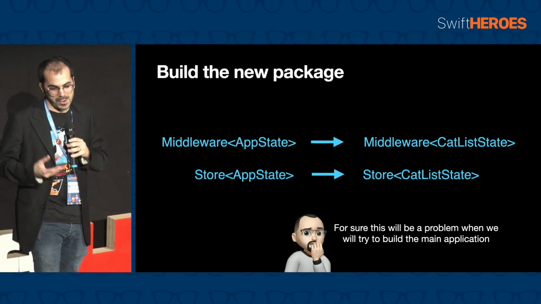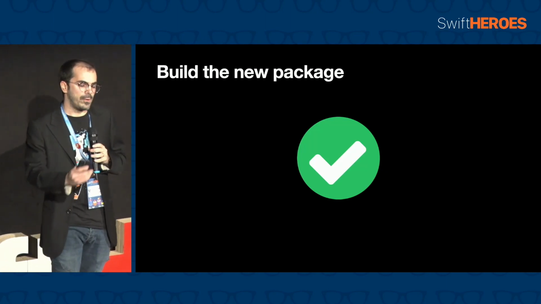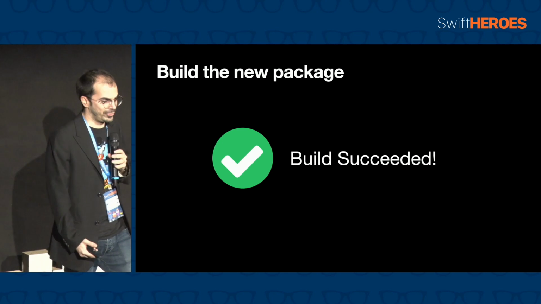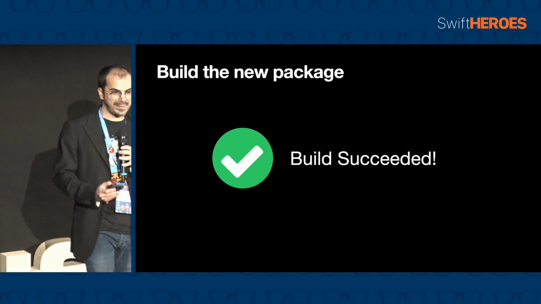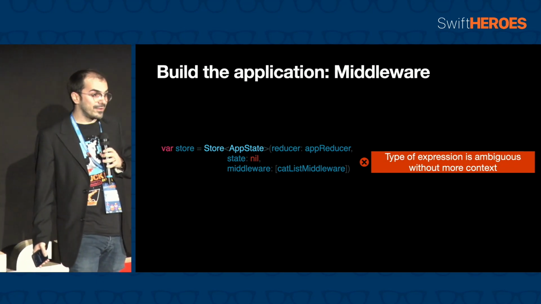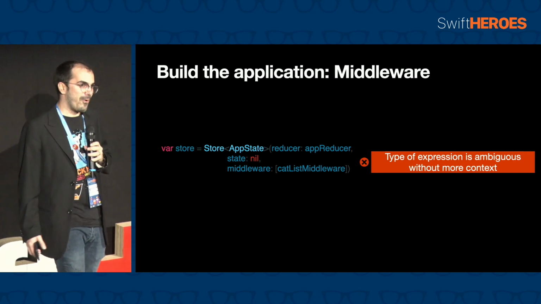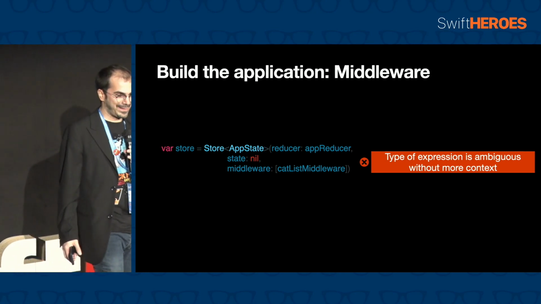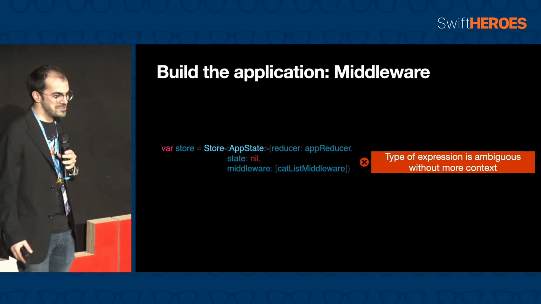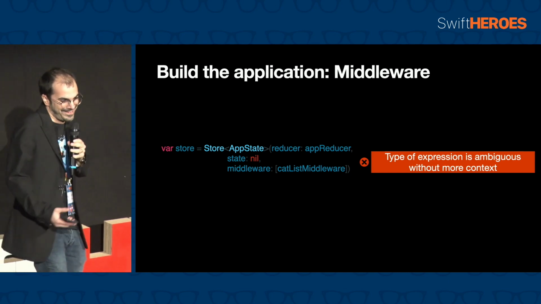But at the moment, we want to solve our problems one by one, and we see that our package builds without any problem after the substitution, of course. Let's move to the final step of modularization, which is the build of the main application, and we will see, I think all of us face this kind of error. Type of expression is ambiguous without more context, so that means everything and nothing to me, but we are clever.